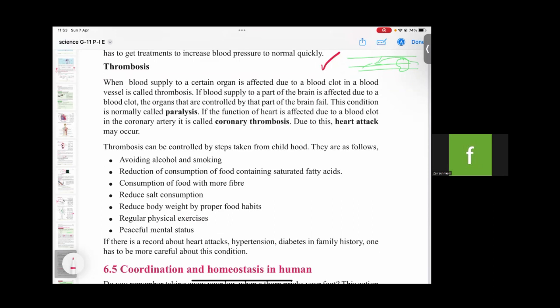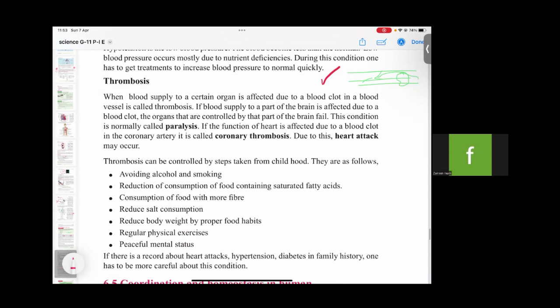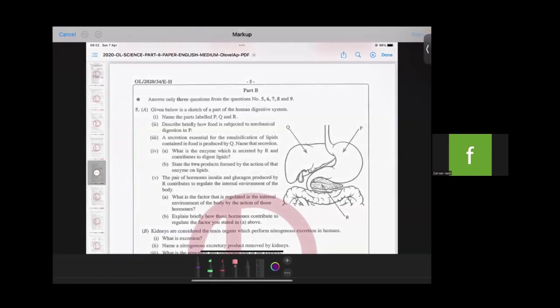Manage your stress. Also, some people's families might have a history of heart attacks, hypertension, diabetes. You all have to be very careful of these diseases. So that is the end of circulation. Again, I have some questions.